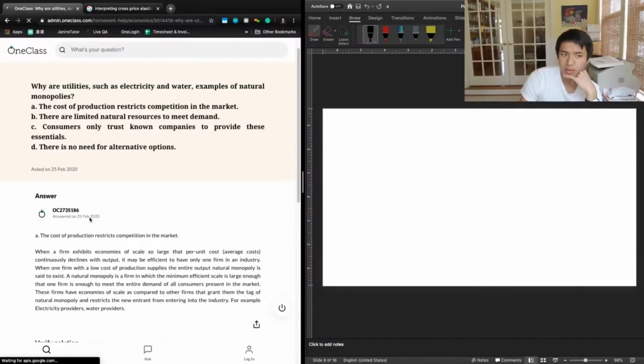Next question says, why are utilities, such as electricity and water, examples of natural monopolies? A says that the cost of production restricts competition in the market. B says that there are limited natural resources to meet demand. C says that consumers only trust known companies to provide these essentials. And D says there's no need for alternative options.